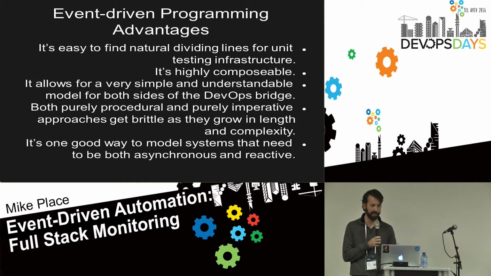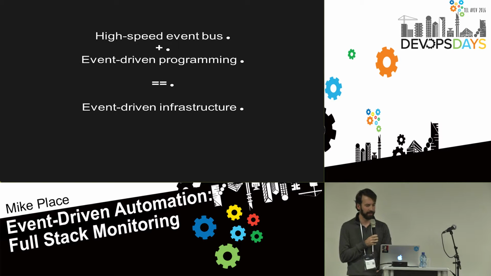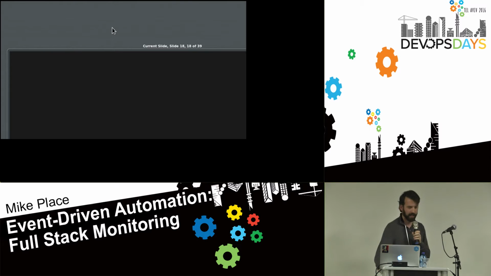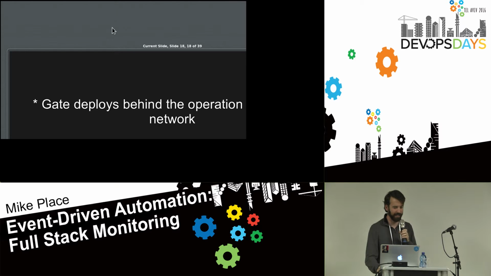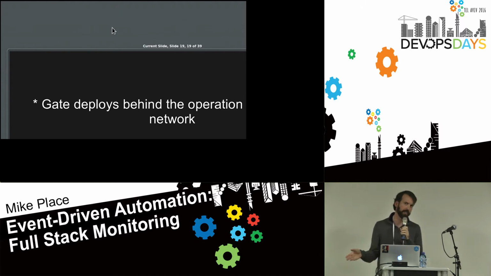Okay, yeah, I mentioned that it's a good way to model systems that need to be both asynchronous and reactive. So, to conclude this definition, a high-speed event bus plus event-driven programming brings us a concept called event-driven infrastructure. So the question is, what can this help us do? Well, many things, but a few of those things are things like gating deploys behind the operational state of the network, right? Right now, we sort of look at graphs and go, oh, okay, is this going to be okay? Yeah, I think this is going to be okay. But we can introduce automation into that step because in theory, we know what constitutes a state that's okay to deploy and one that's not.